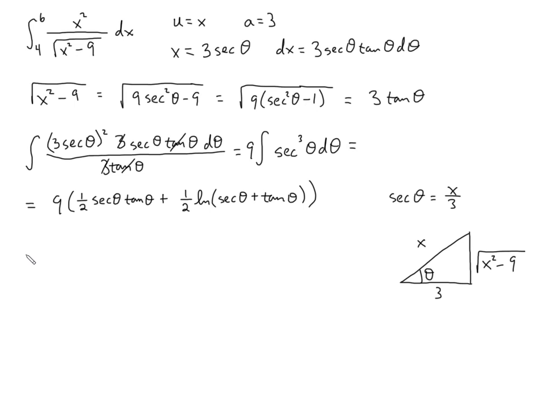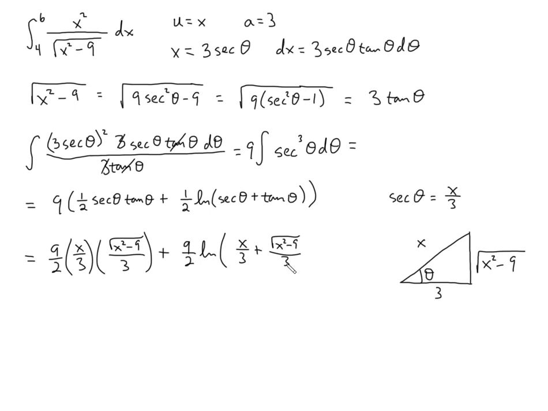So let's change this all back into x's now. And we'll distribute the 9 as well. So we're going to get 9 over 2 secant theta, looking at the picture, or really we know what the secant of theta is, just x over 3. So x over 3, tangent theta, tangent opposite over adjacent, so we're going to get square root x squared minus 9 over 3. Okay, and then plus, again, we'll distribute the 9 over to here, so you get 9 over 2 natural log of, again, secant theta is there, x over 3 plus the tangent of theta, square root of x squared minus 9 over 3.